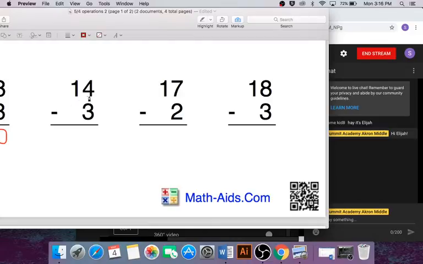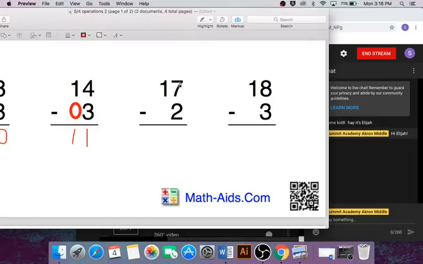Our next problem, we have 14 minus 3. Start on the right with 4 minus 3. 4 minus 3 is 1. And we move over, and we have 1 minus our 0 for our place value. 1 minus 0 is 1. So our answer is 11.